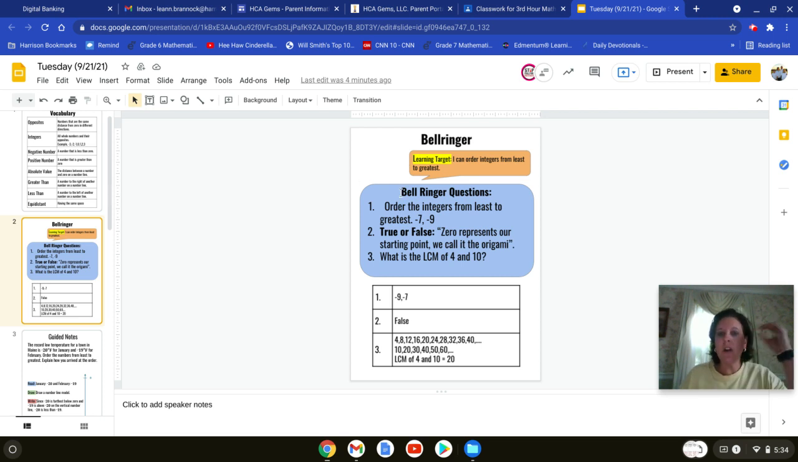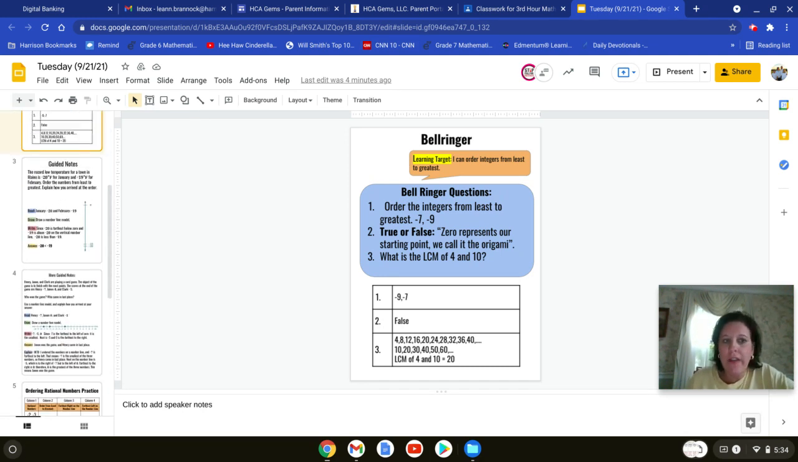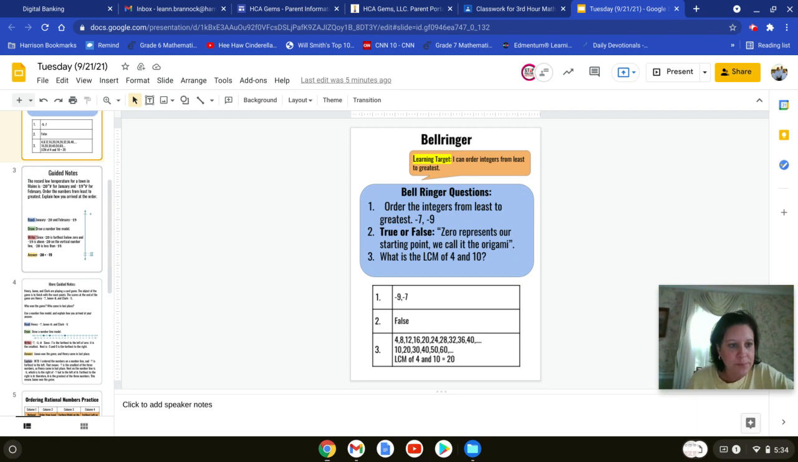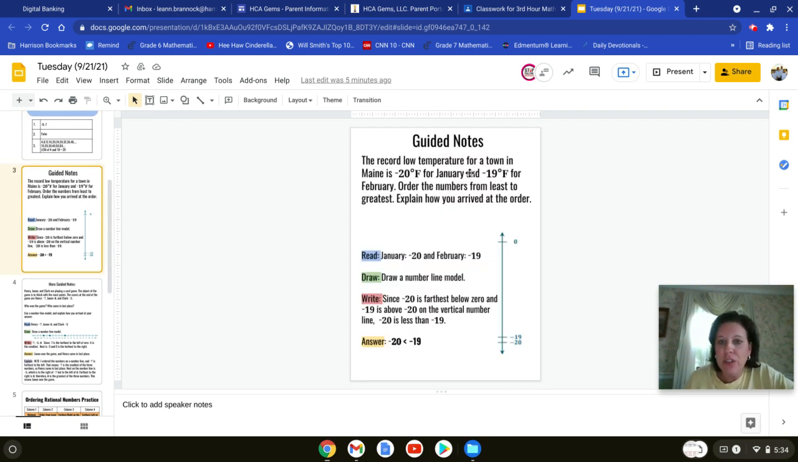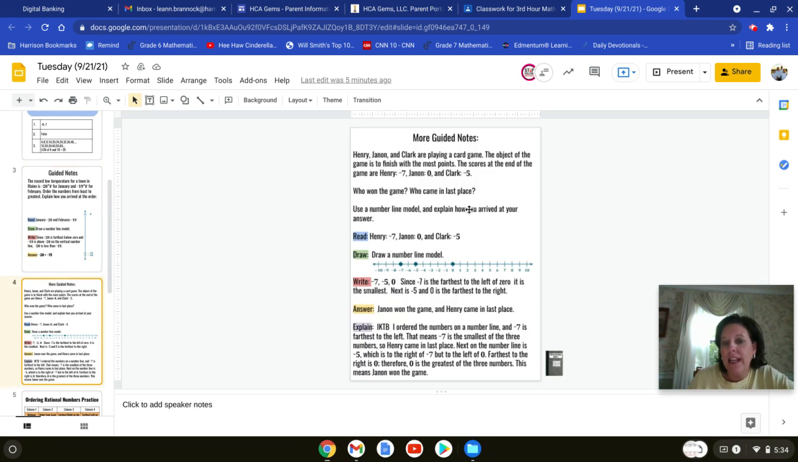Our learning target says I can order integers from least to greatest. So we're going to put these numbers, integers just means number, in order from least to greatest. In order to do that, we're going to compare. The record low temperature for a town in Maine is negative 20 degrees Fahrenheit for January and negative 19 degrees Fahrenheit for February. Order these numbers from least to greatest and explain how you arrived at that answer.